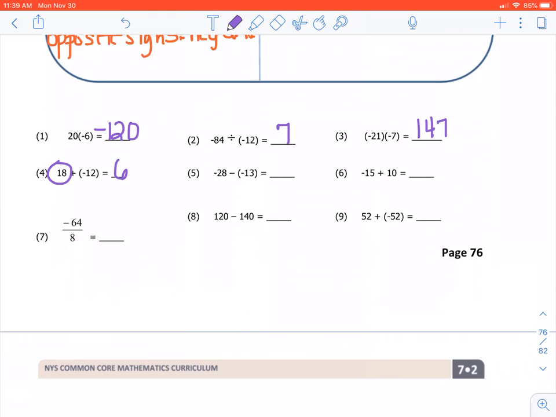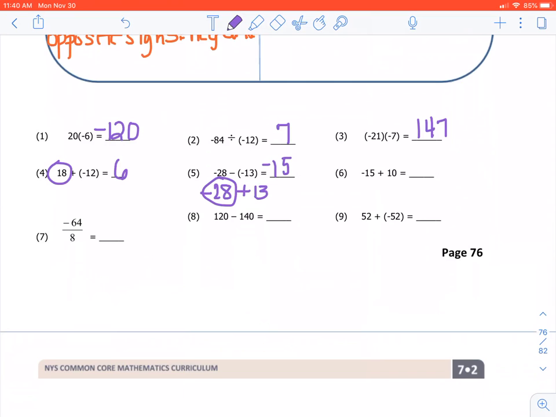All right, number 5. This is a subtraction problem. This is actually the only one that you need to show your work for. So we're going to leave negative 28. Change subtraction to addition. Negative 13 becomes positive 13. So now I have opposite signs, so I'm going to subtract 28 minus 13. Okay, I'm going to do the math, it is 15. 28 is bigger, 28 is negative.